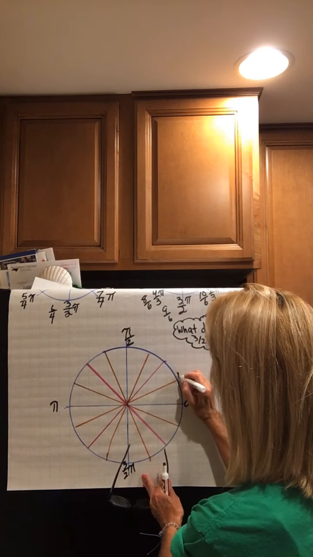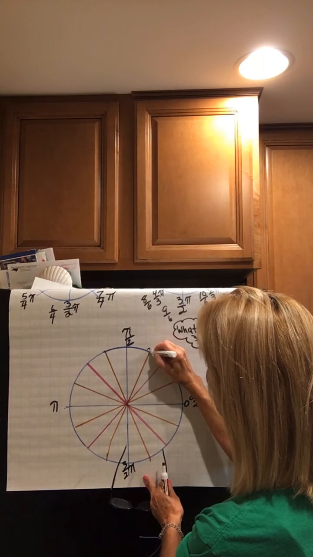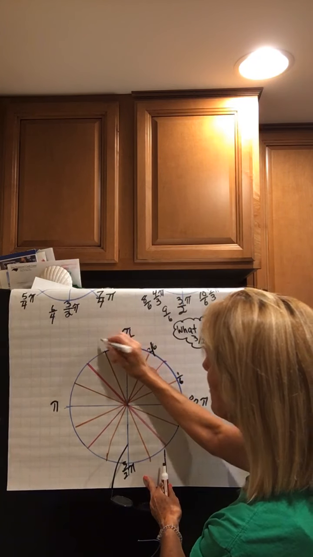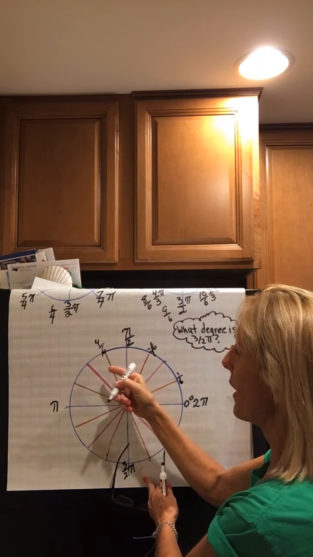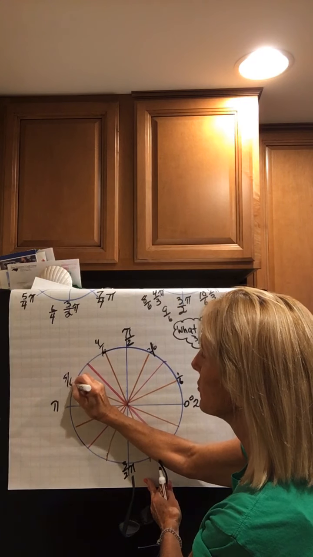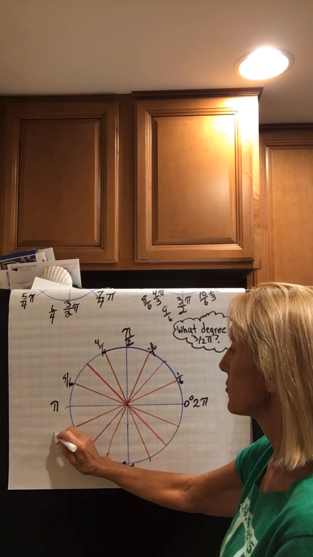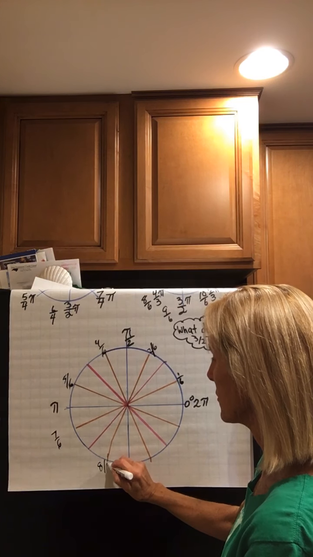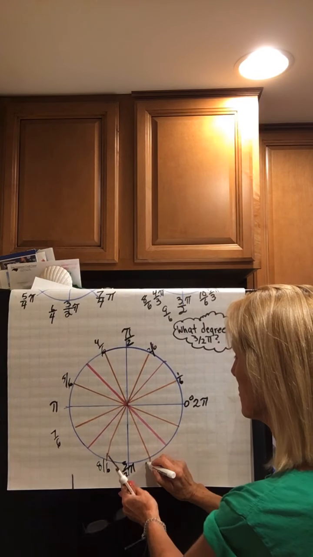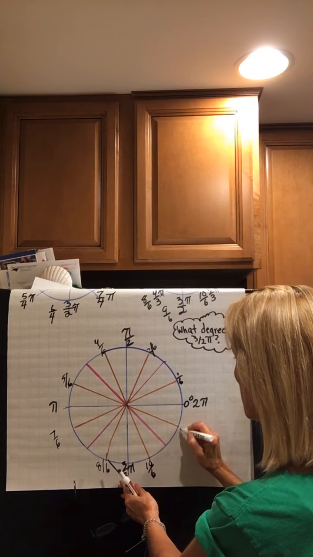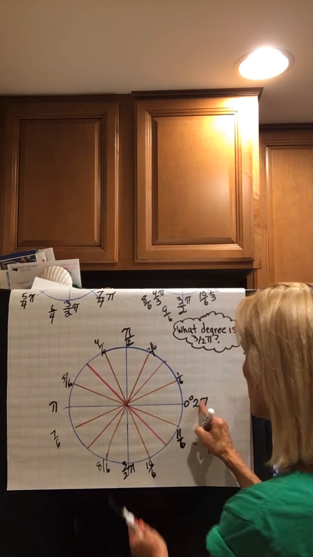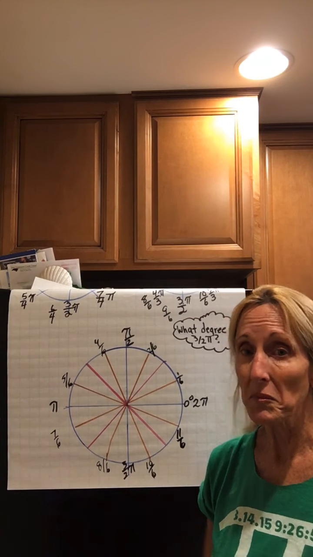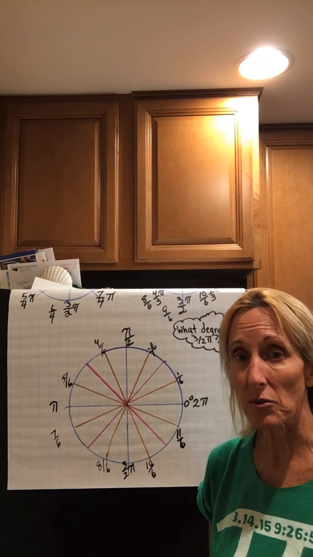So I'm going to go 1/6, 2/6, 3/6, 4/6. I'll even put my pi's in later. 5/6, that would be my 6/6, 7/6. This would be my 8/6. That's my 9/6. This is my 10/6. This would be my 11/6. And there's my 12/6. So 1/6, 2/6, 3/6, 4/6. Go all the way around till you get to 12/6.